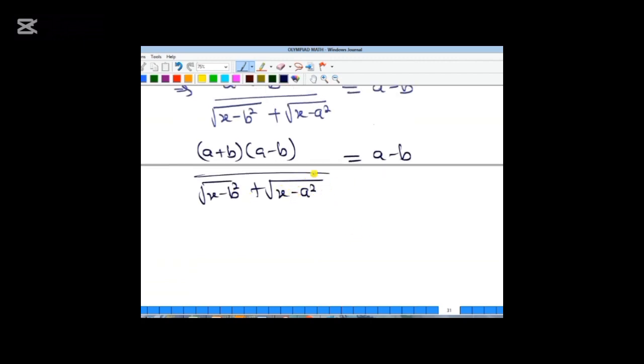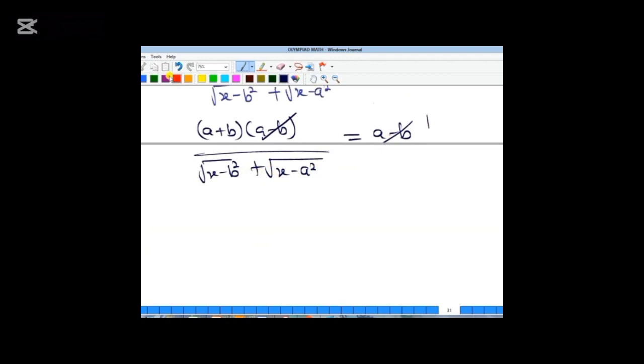So if I divide both sides of the equation by a minus b, this will take away this. So here you will just have only one left. So this is then going to give us the numerator will now be a plus b all over the square root of x minus b squared. Okay, and this is equal to 1.